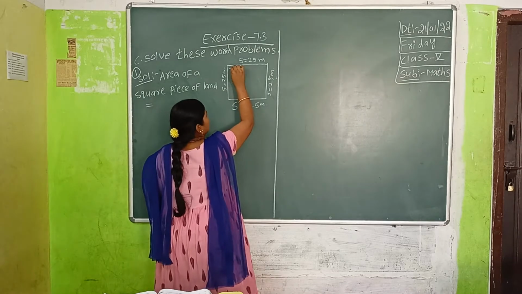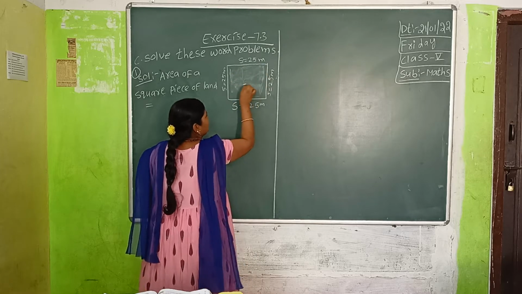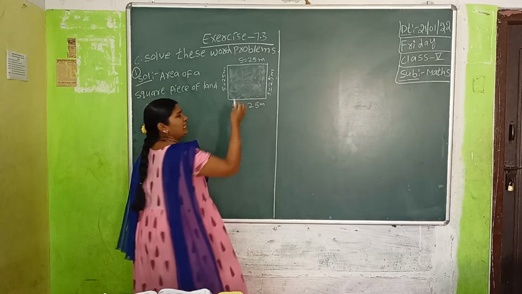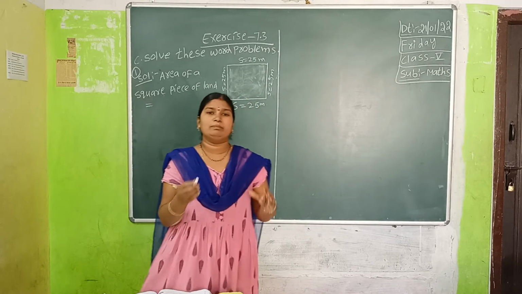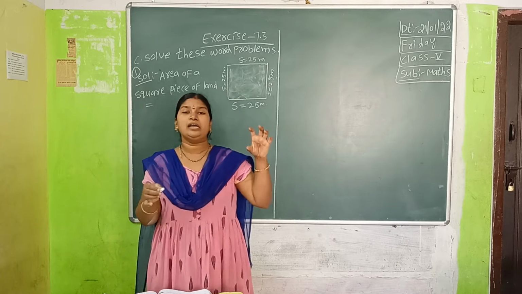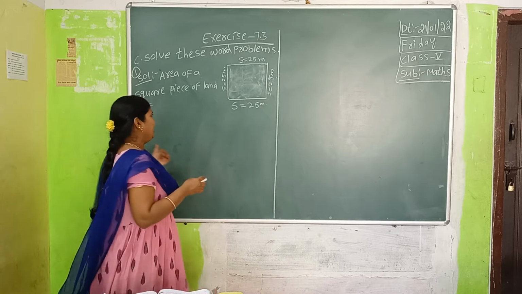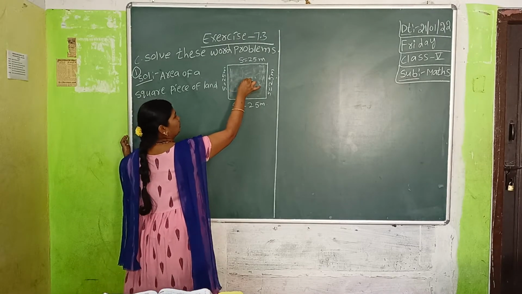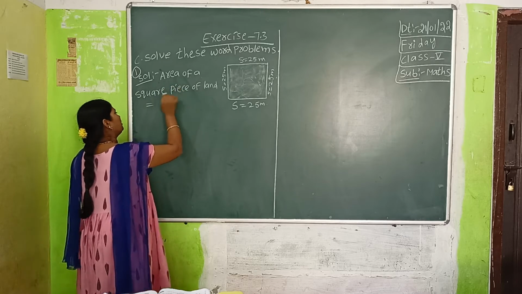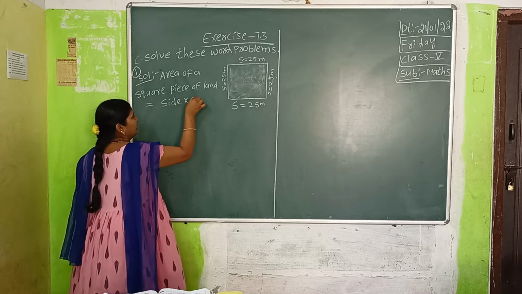Area means the space this square has inside. This is known as area. The space the square occupies inside, the total place, is known as the area of the given figure. Next we have to find how much this space is. So what is the area of a square formula? Side into side.